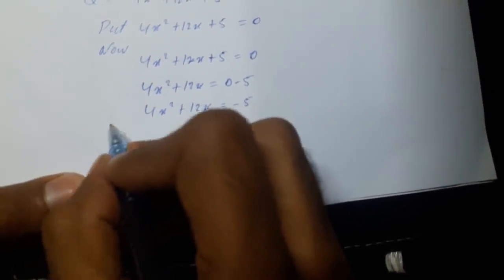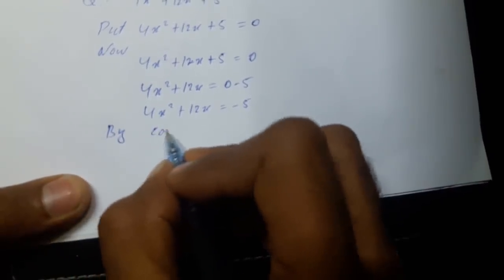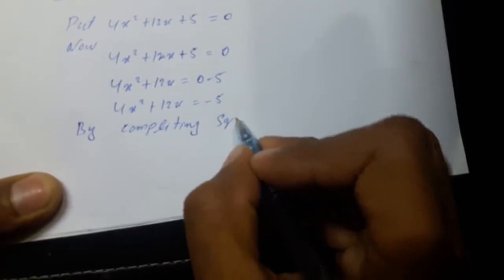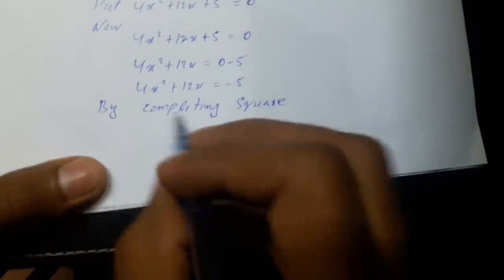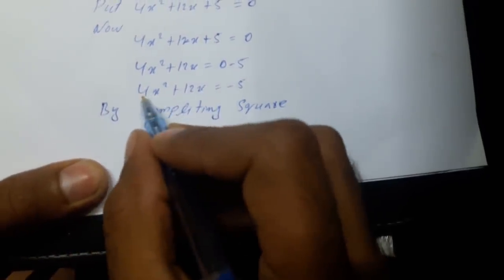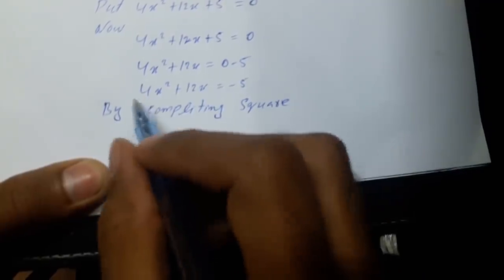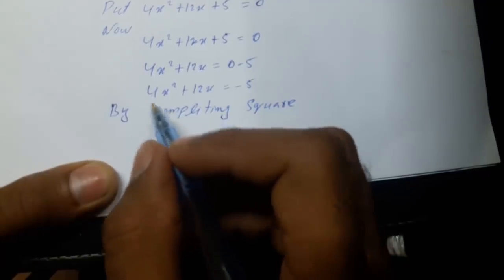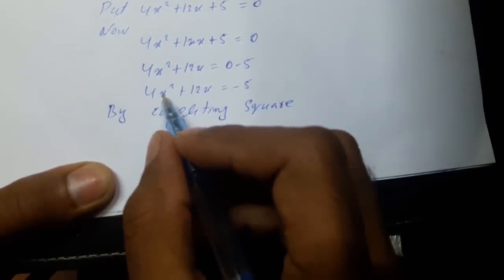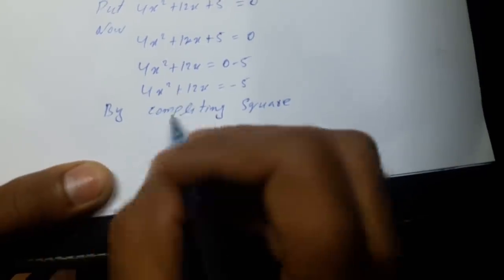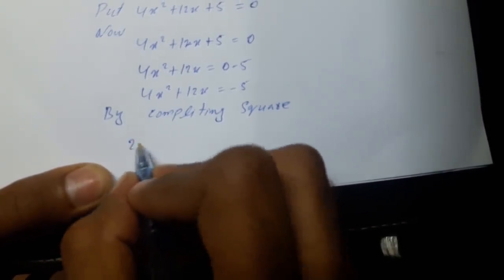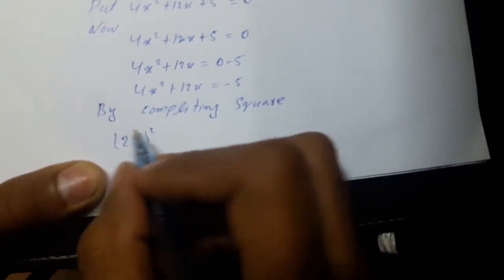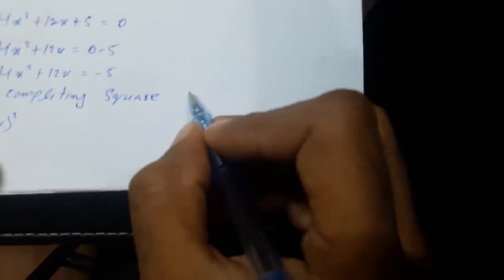So here, by completing the square, we have to check whether 4 has a square or not. So 2 square is 4. Same here, x has a square. So we will put here 2x square. You have to know the formulas. Here we will use completing square, meaning formula number 1.